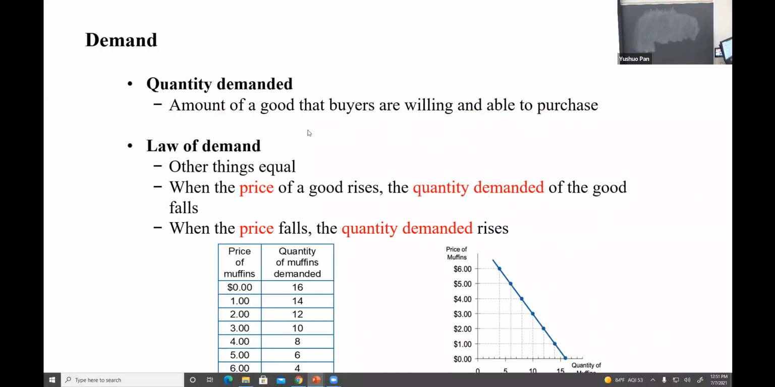Quantity demanded: the amount of a good that buyers are willing and able to purchase. Law of demand: other things equal, when the price of a good changes, the quantity demanded changes following that. Price changes first, and then the quantity demanded. That's the law of demand. And the same, when the price falls, the quantity demanded rises. Negative relationship, right? You can see it from the chart or from the table.